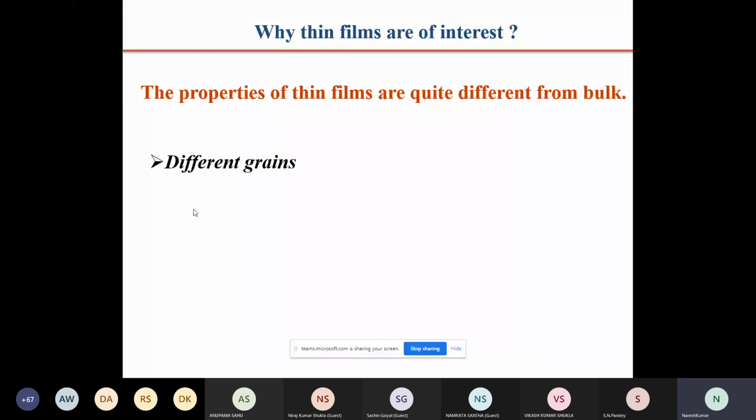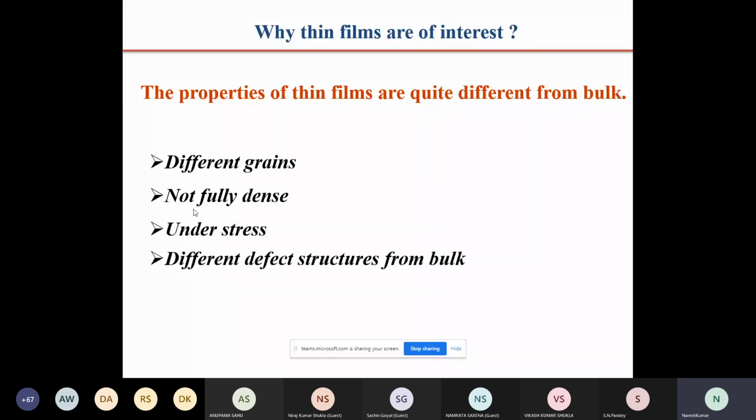Why is it so? Because the grains of the thin films are different from the bulk counterpart, and another reason might be the film may not be fully dense. Since we are making these films over some material which we call the substrate, the moment we deposit films on a substrate, films might be under stress. The stress might be of any kind, right? And then the defect levels, defect structures might be different from the corresponding bulk counterpart.